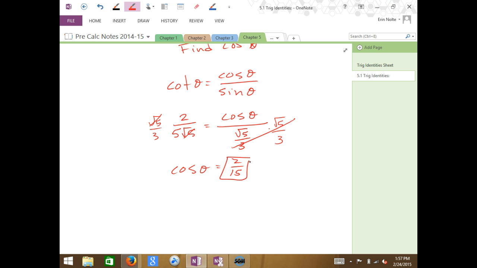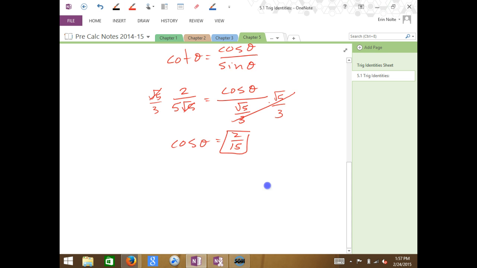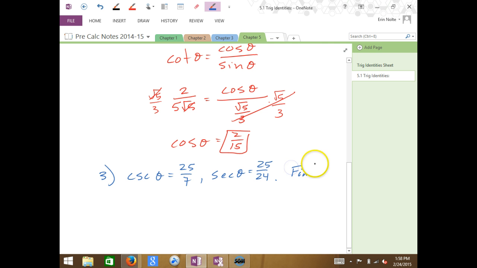Okay, let's do one more. Let's say they have the cosecant is 25/7, and the secant is 25/24. And they ask us to find the tangent. How could we do this one?